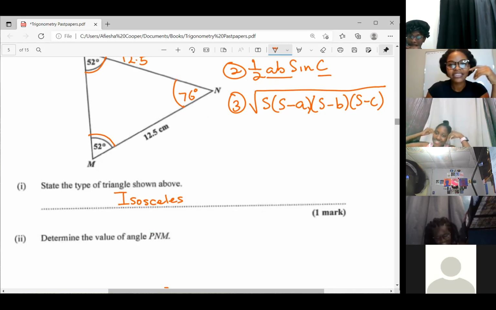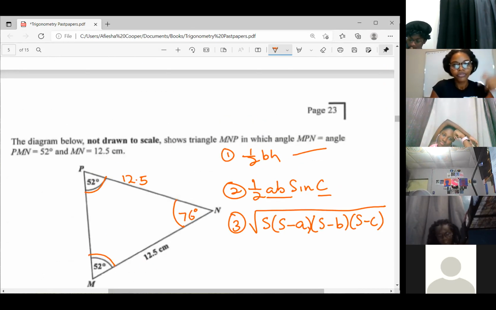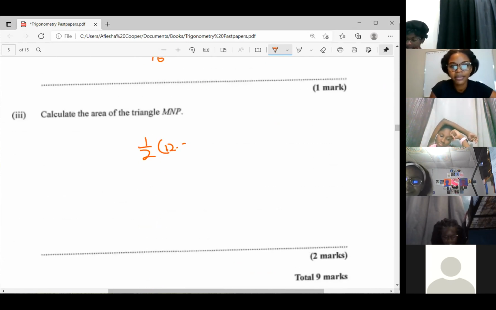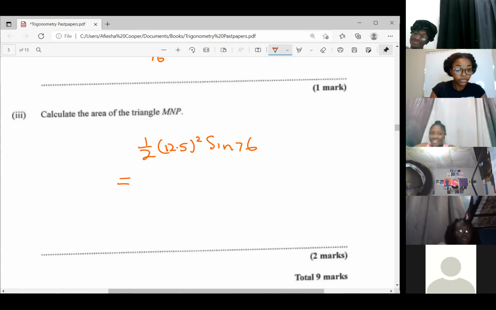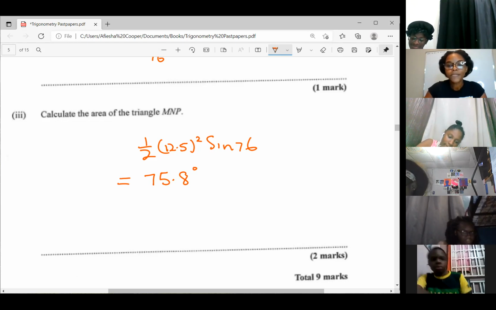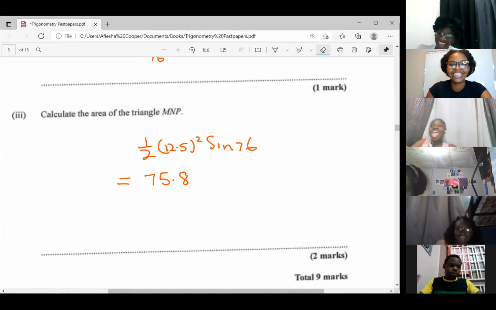All right, let's go. So we will be using a half A B sine C. A is 12 and B is 12, so just 12 squared, right? By sine 76 was the answer. 75.8 degrees. Degrees? I thought it was centimeters. Oh no, it's centimeters squared for area, isn't it?